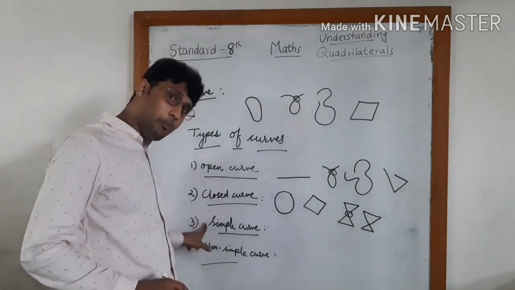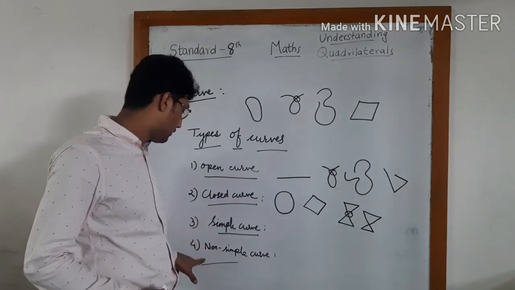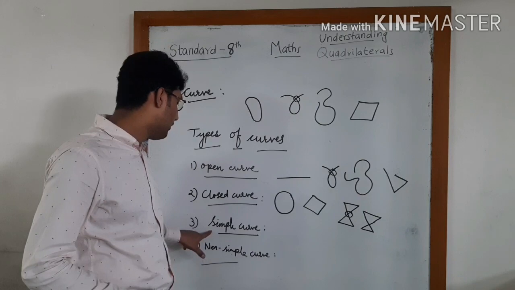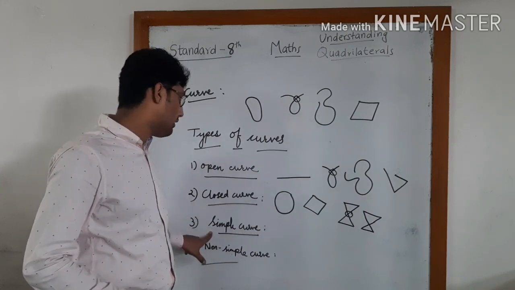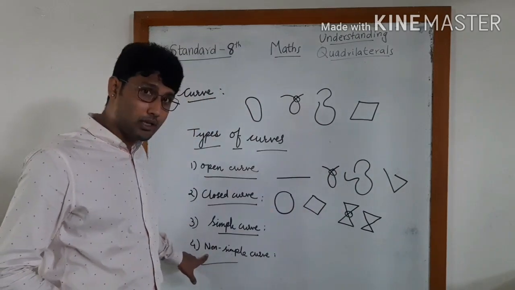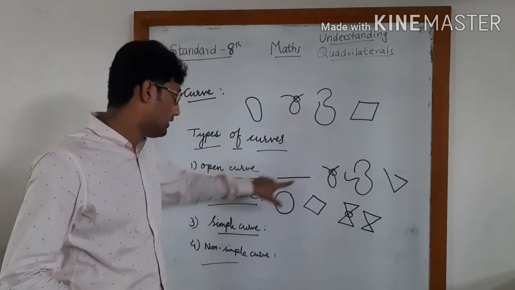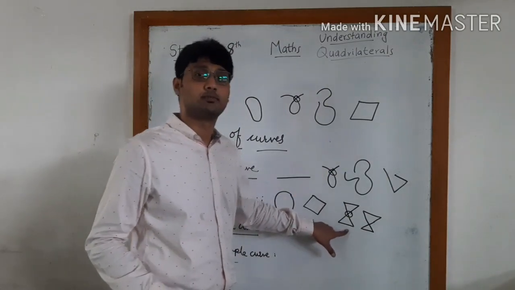Simple curves can be open and closed. Non-simple curves can be open and closed. So the simple curve which is closed is this. The simple curve which is open is this. The non-simple curve which is open is this. The non-simple curve which is closed is this.